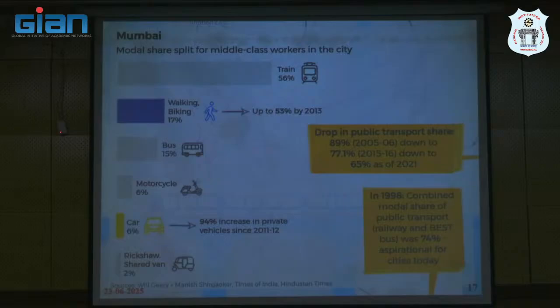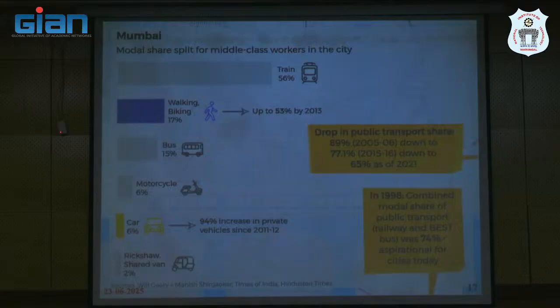Then Mumbai. Look at the numbers: walking is 17%, bus 15%, motorcycle 6%, and auto rickshaw is still at 2%, a significant number. But look at the car, 6%. This number shows that very few trips are carried by car, but still the cities are mostly congested most of the time in the entire day.